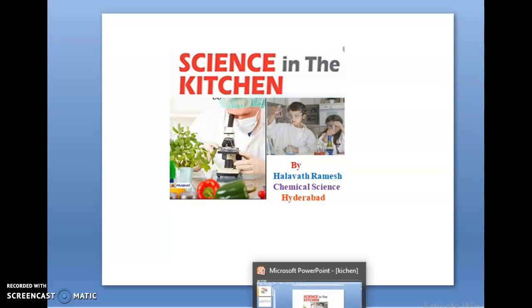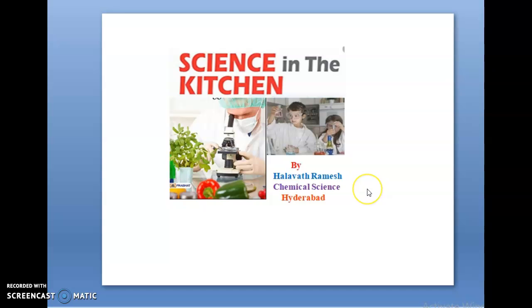Today we will talk about the science in a kitchen room. When you enter the kitchen, we can observe a number of changes happening while you prepare food and a variety of curries and food items. It also involves a lot of science-related experiments. Science means physics, chemistry and biology, all of which are involved in that.